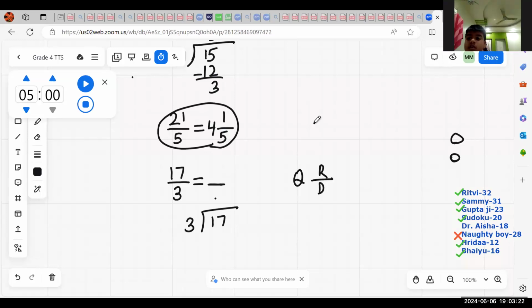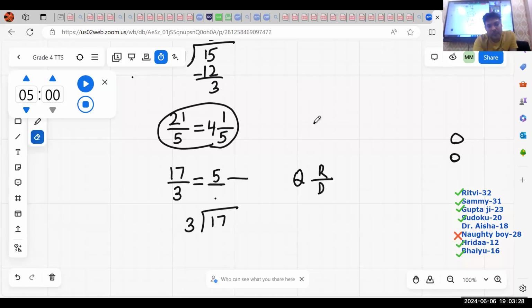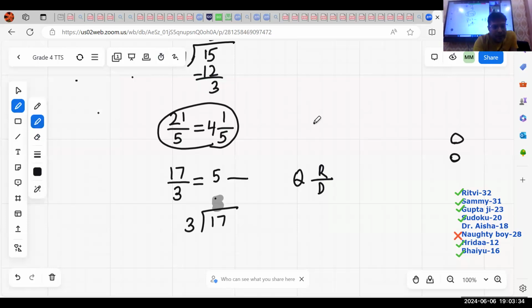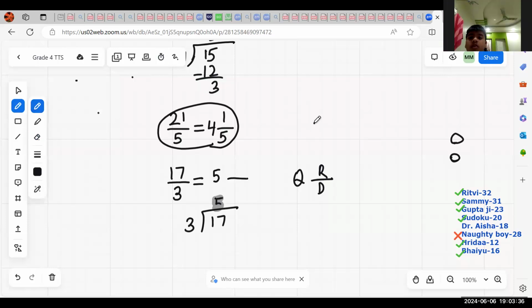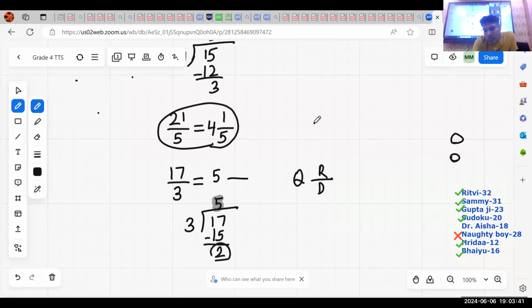Sir, 5, 5, 3 upon 2. 3 upon 2 नहीं बेटा. 3 5s are 15 करेंगे. Aisha, आप concentrate नहीं कर रहे properly. So remainder will be 2.